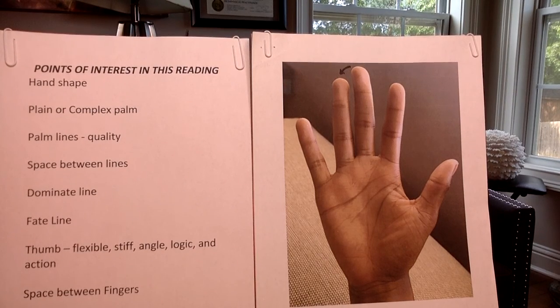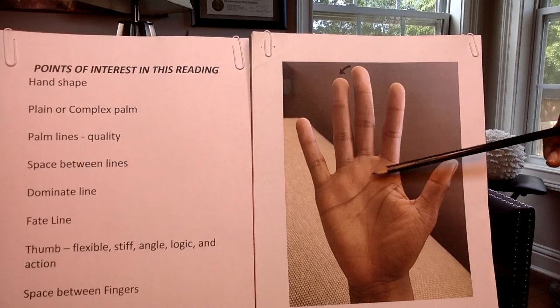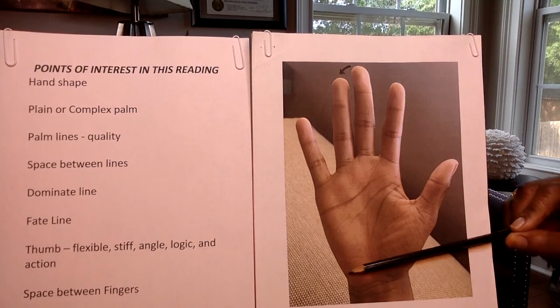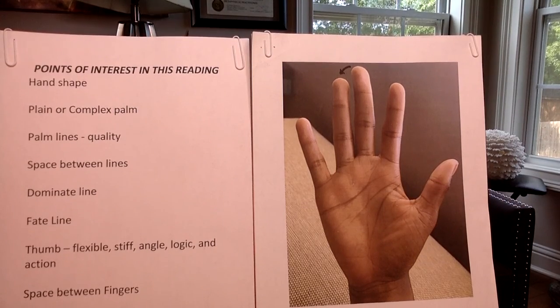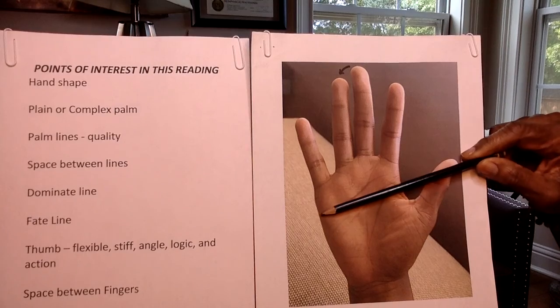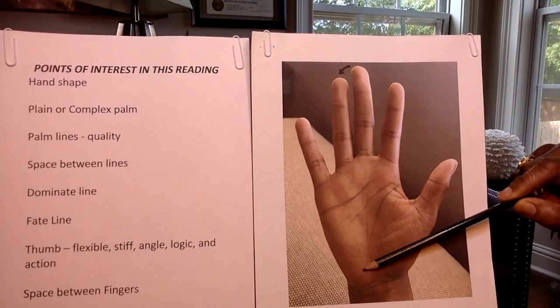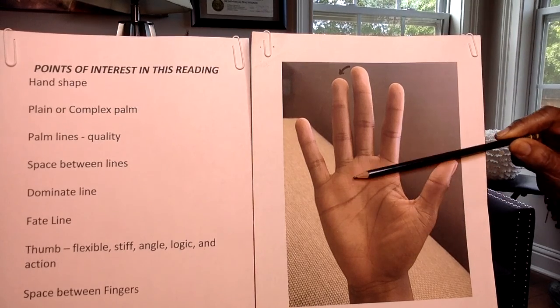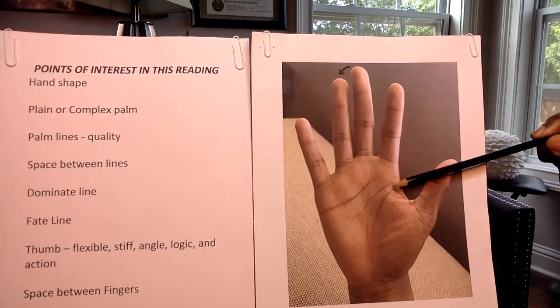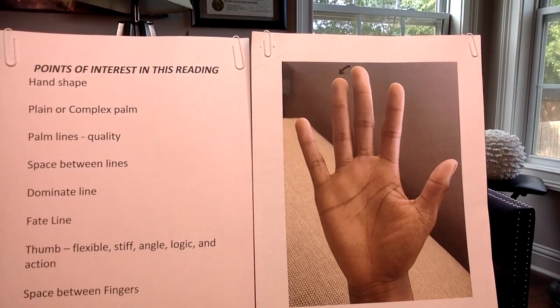Okay, for the first example, let's try to determine what the hand shape is. Remember, there are 2 possibilities of hand shapes. It's square, sometimes called broad, or it's rectangular. The measurement from this point to this point and this point to this point should be about the same to be square or broad. If this point is longer than this point, it is rectangular.